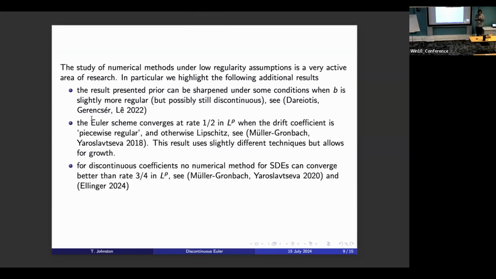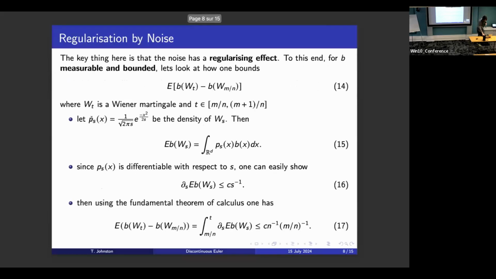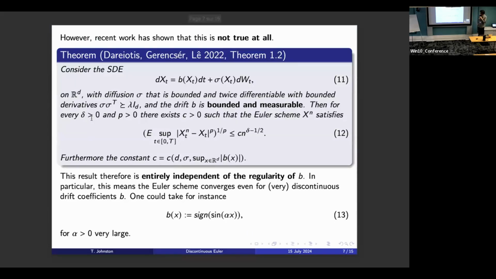There's another alternative strategy utilized by Müller-Gronbach and Yaroslavtseva, where they consider coefficients which are piecewise regular. In one dimension, this corresponds to having a finite set of points and having the drift coefficient be Lipschitz in between these points, and potentially discontinuous at the points. This strategy in particular allows for growth, because the main limitation of the previous result is that the coefficients are bounded.